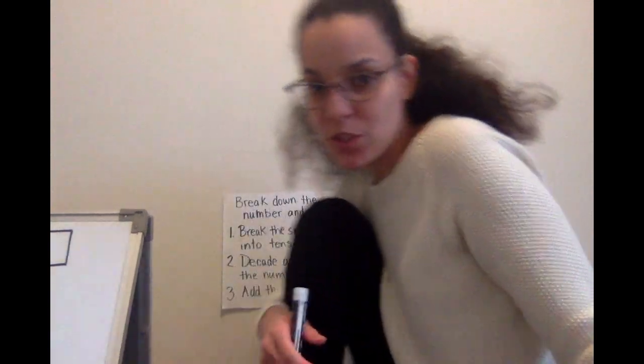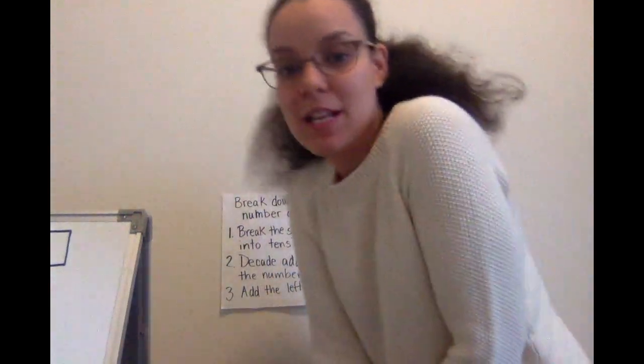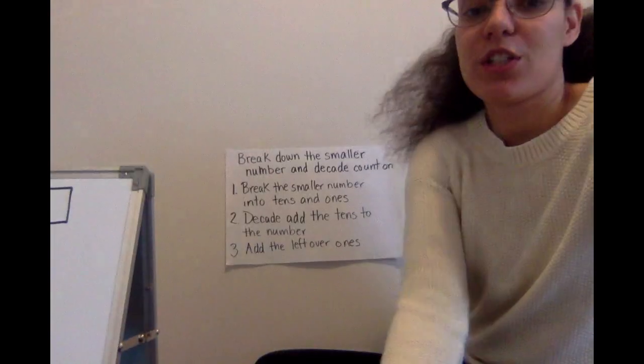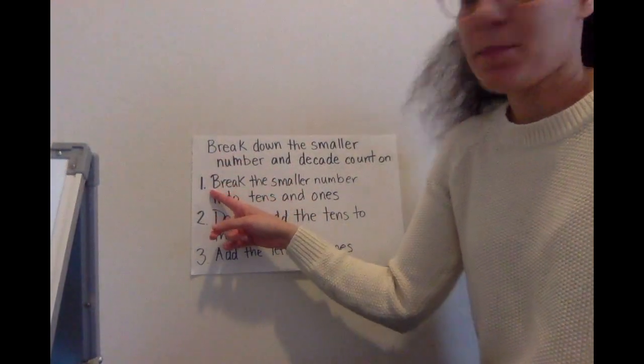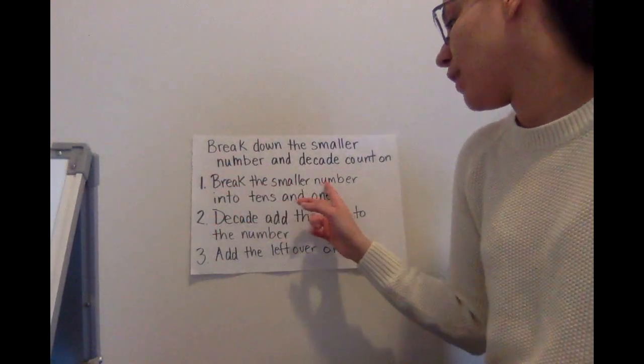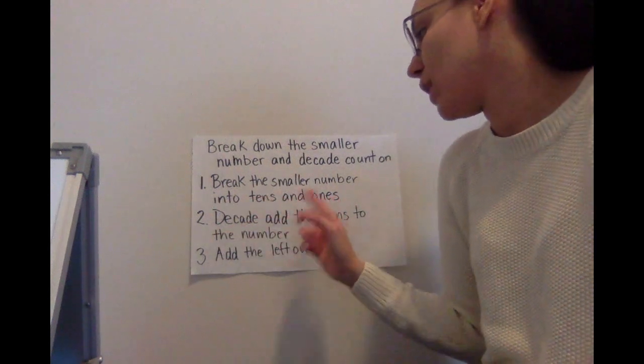All right, well today we're going to continue to practice the strategy that we learned last week, where we get to break down the smaller number and then decade count on, okay? So before we do that, we're going to review the steps that we need to take in order to solve those problems. So it says, step 1, break the smaller number into tens and ones.